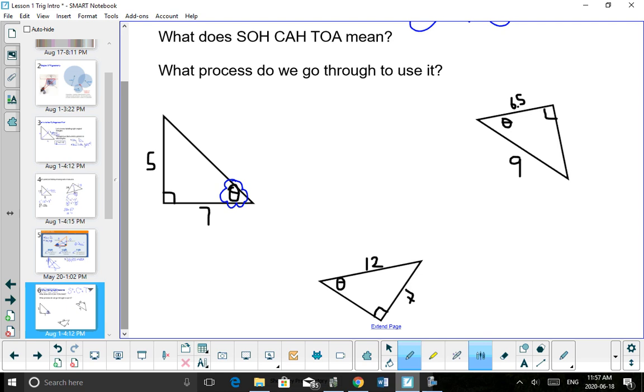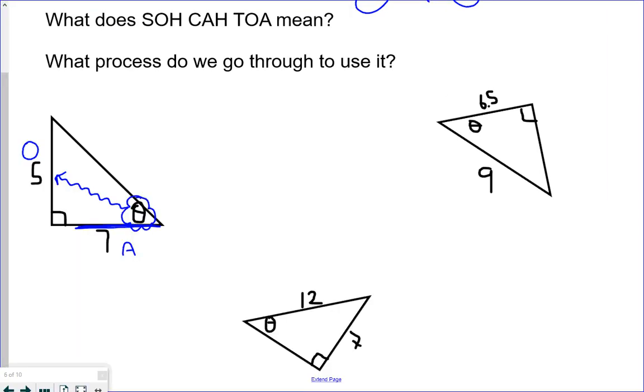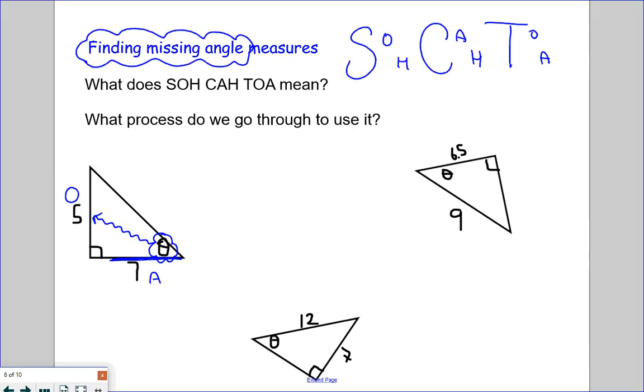So the first thing I have to do is label the sides in reference to my position. The 7 is right beside me, so that is adjacent. The 5 is all the way on the other side, so that one is opposite. Now I'm looking for the O and the A. So the O and the A is right here. Then I use the tan formula. So we go tan theta equals, now it's TOA, so the O comes first and then the A comes second.